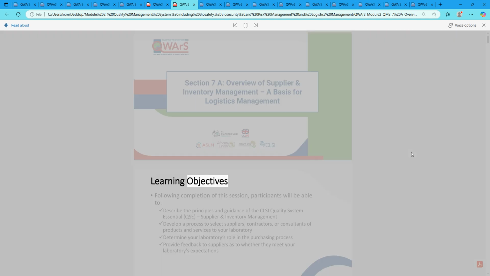Learning objectives. Following completion of this session, participants will be able to describe the principles and guidance of the CLSI Quality System Essential QC Supplier and Inventory Management. Develop the process to select suppliers, contractors, or consultants of products and services to your laboratory. Determine your laboratory's role in the purchasing process. Provide feedback to suppliers as to whether they meet your laboratory's expectations.